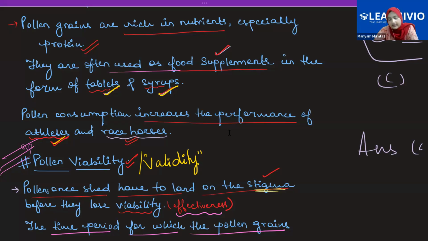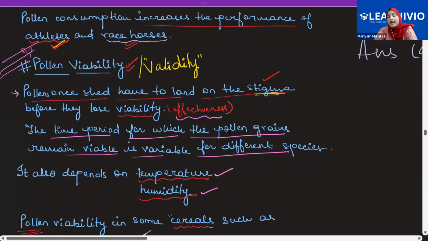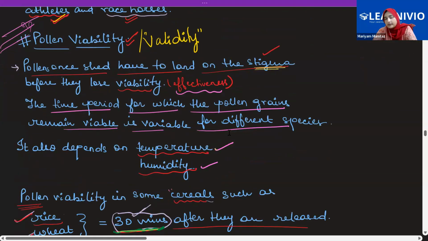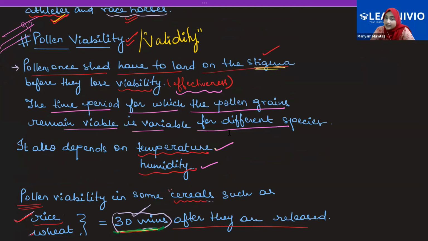Now, there's a time period for which the pollen grain is going to be active or useful. That is called pollen viability. Pollen grains, once they are shed, have to land on the stigma of the female plant before they lose their effectiveness, or before they lose their viability. Viability is the time frame during which the pollen grains are going to be active. Beyond that, useless.